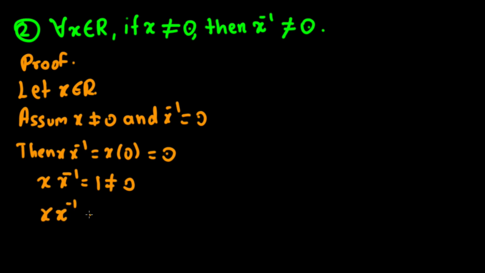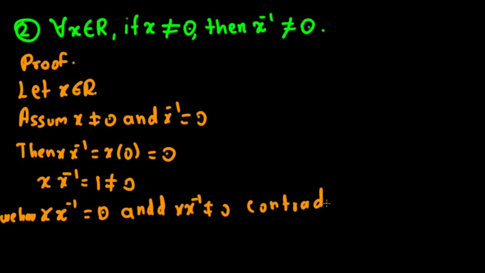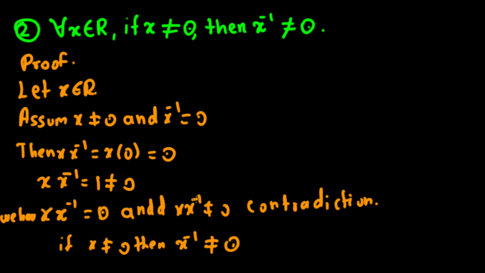We have x times x to the minus 1 is equal to 0 and x times x to the minus 1 is not equal to 0. This is a contradiction. Therefore, if x is not equal to 0, then x to the power of minus 1 is not equal to 0. And we proved this one. And that's how we do that.